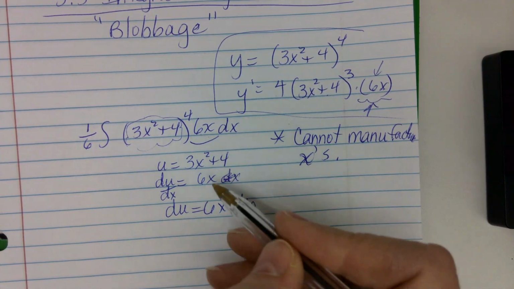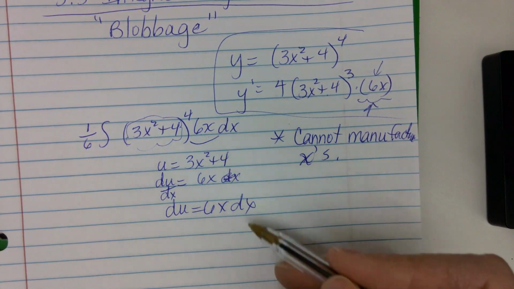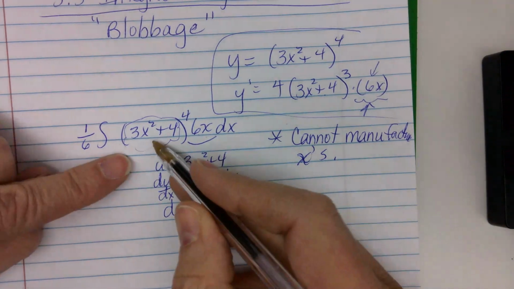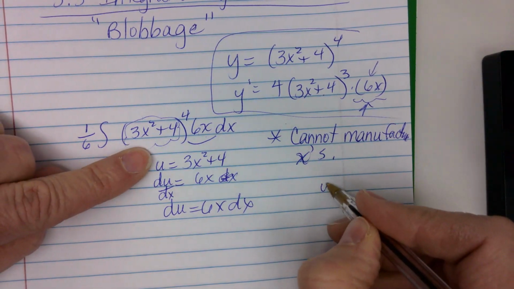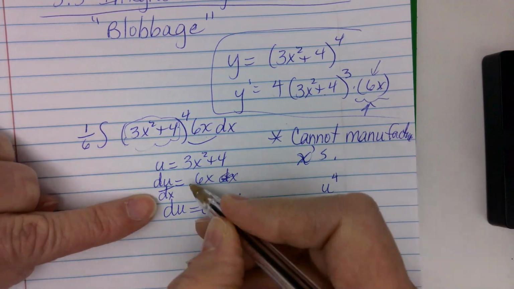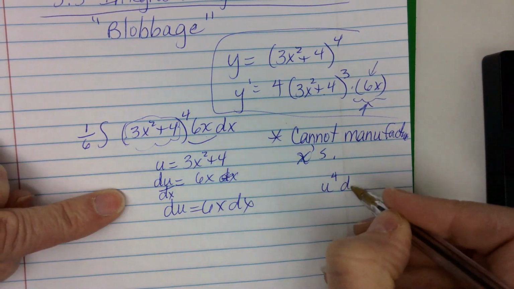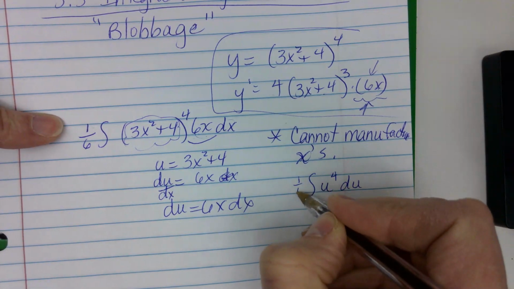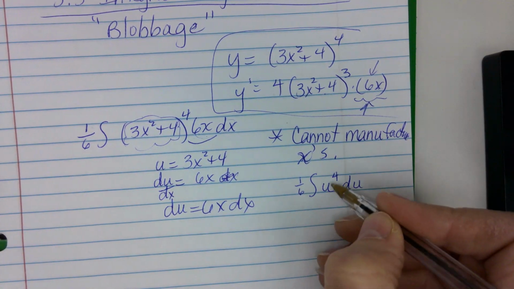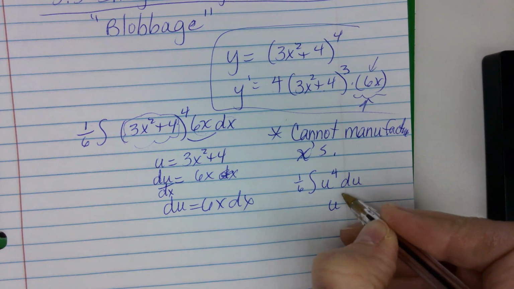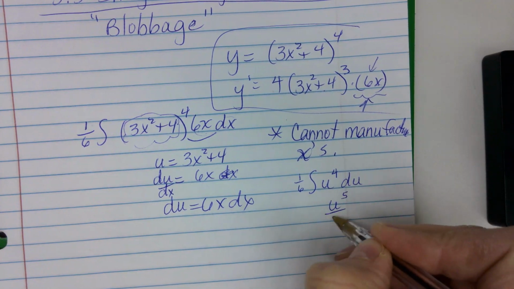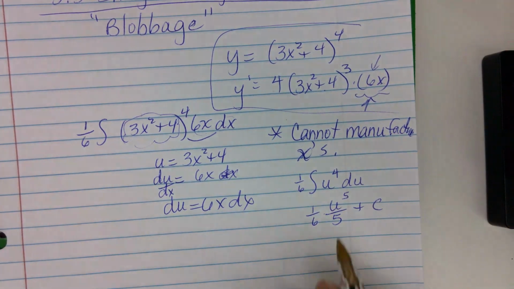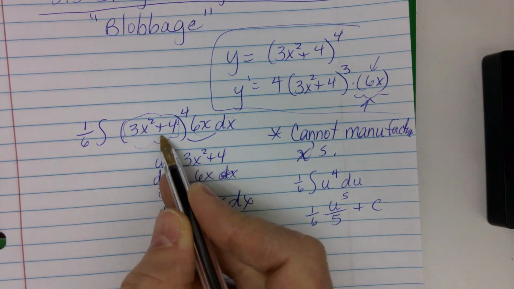Now, I don't usually go through all these steps. And in fact, other teachers will go, okay, let's change this to a u to the 4th. We did some manufacturing, so now my du is complete. And then we keep the 1/6. So then what do we do to integrate? Add 1 to the power, divide by the new power, and we would be done. Although, then we'd have to go back to x's.